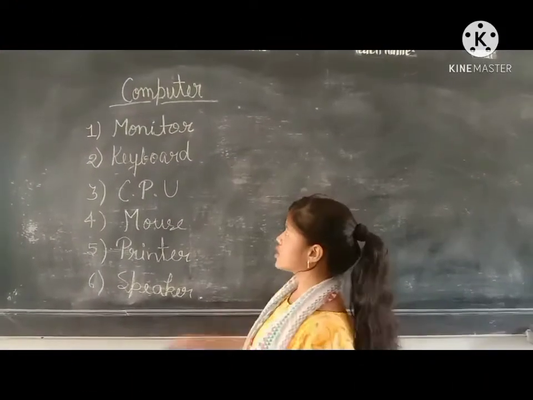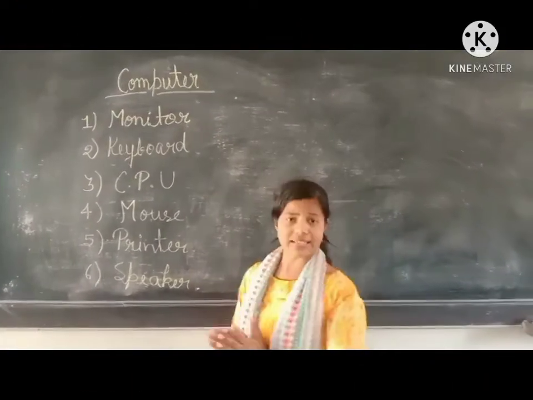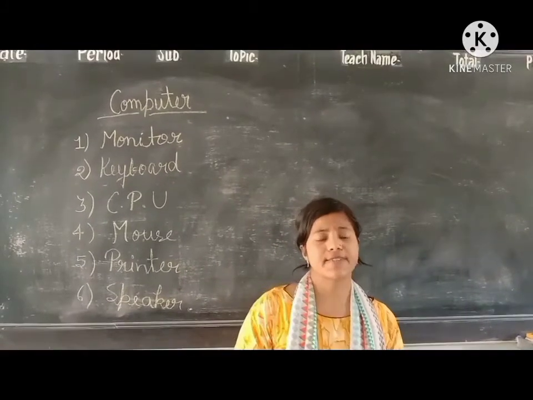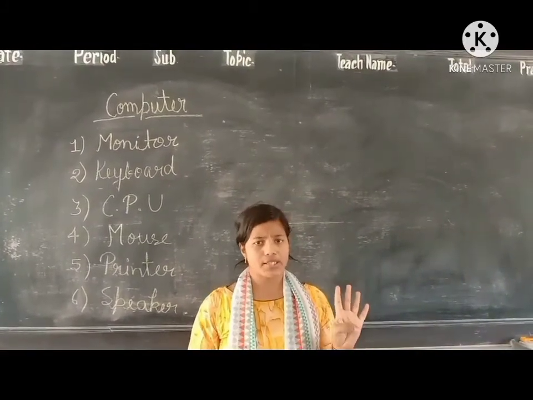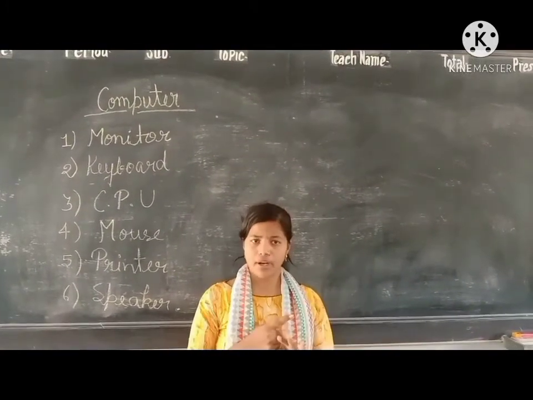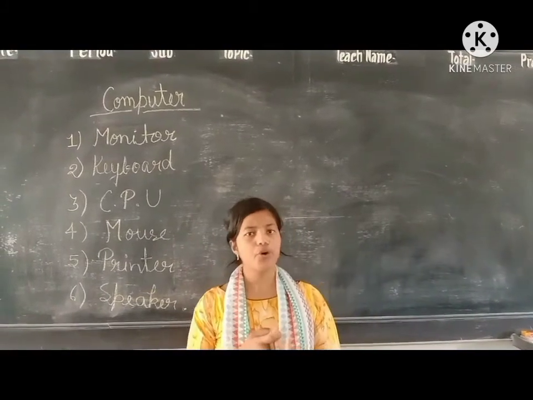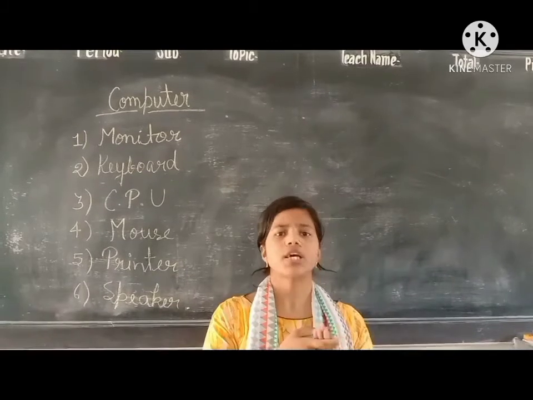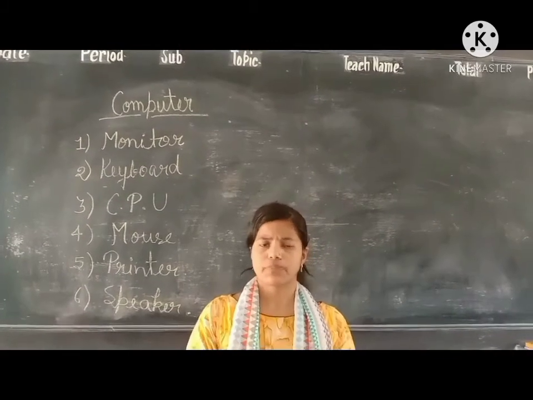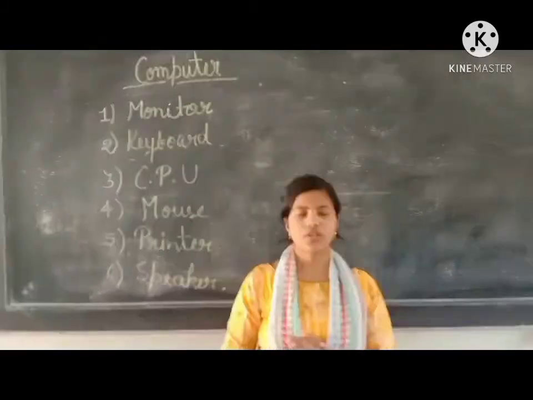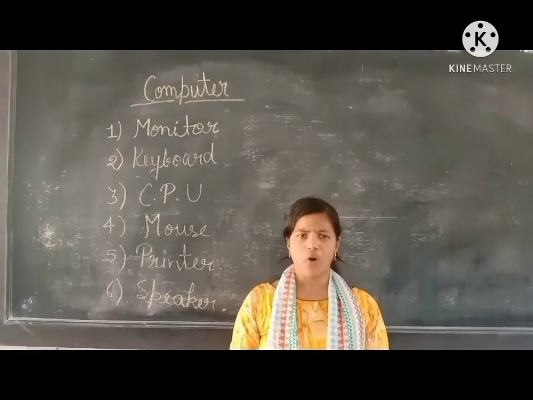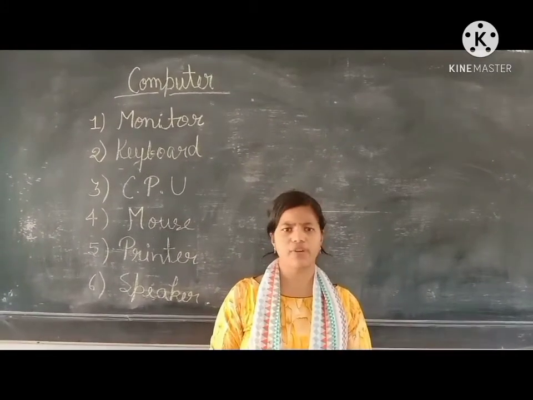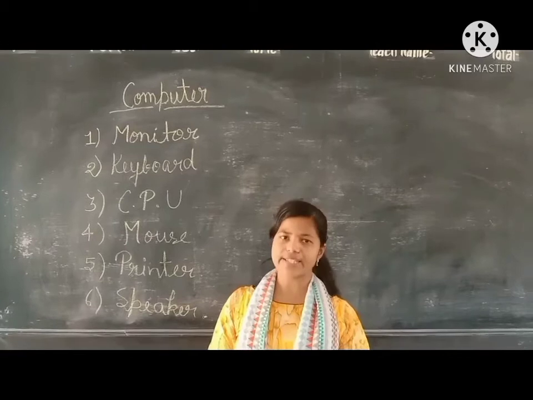Students, as you see, there are so many devices in computer. These devices are divided into 4 parts. Number 1, input device. Number 2, processing device. Number 3, output device. And number 4 is storage device. But students, what are input devices? What are output devices? You don't know now? So let's see.